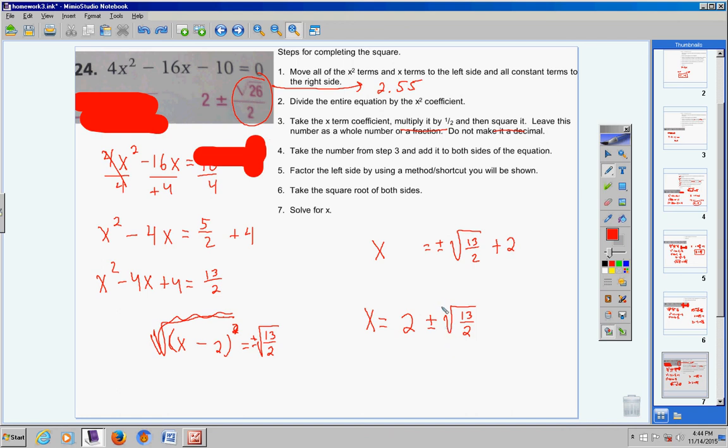Now, if you want to know where they got this from, I'll show you real quick. But if you don't care, then go ahead and fast forward the video to the next problem. This is your answer. It's sufficient. I would accept this answer also. But if you want to know where they got it from, I'll show you.